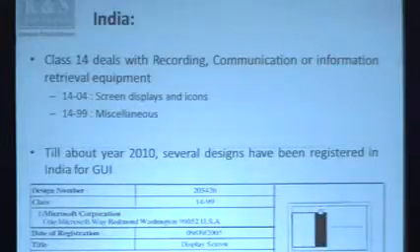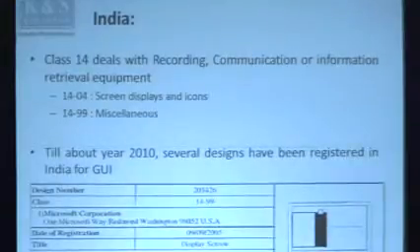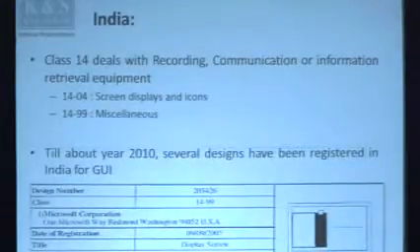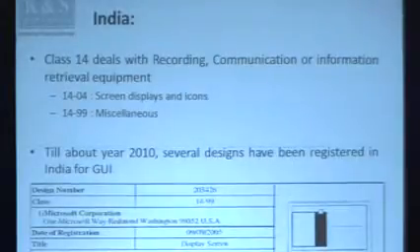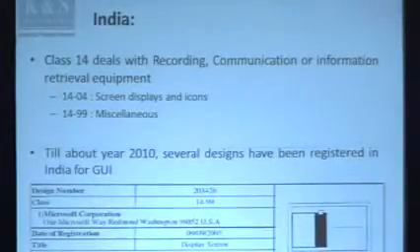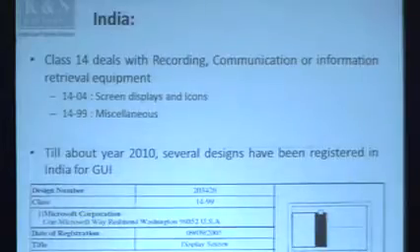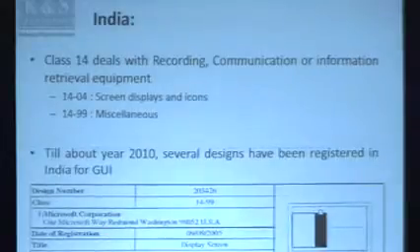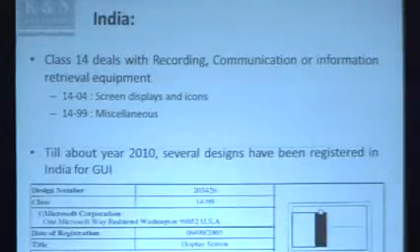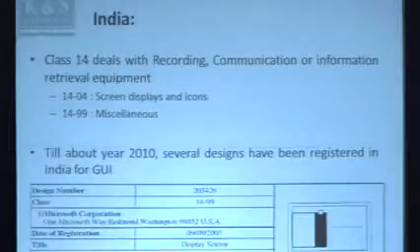Interestingly, till about 2010, the Indian Design Office was indeed granting registrations for GUIs and icons, and I have picked up some examples. Sorry for the poor quality of the image, but if you look carefully, you would realize that the screen, the hardware part, is represented in broken lines, which means that the hardware piece has been disclaimed, and the design monopoly is being sought essentially for the GUI sitting on that screen in solid lines.